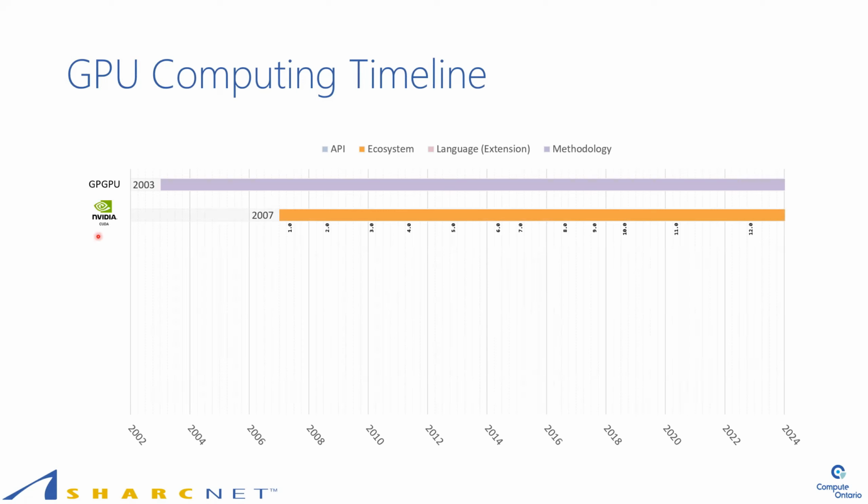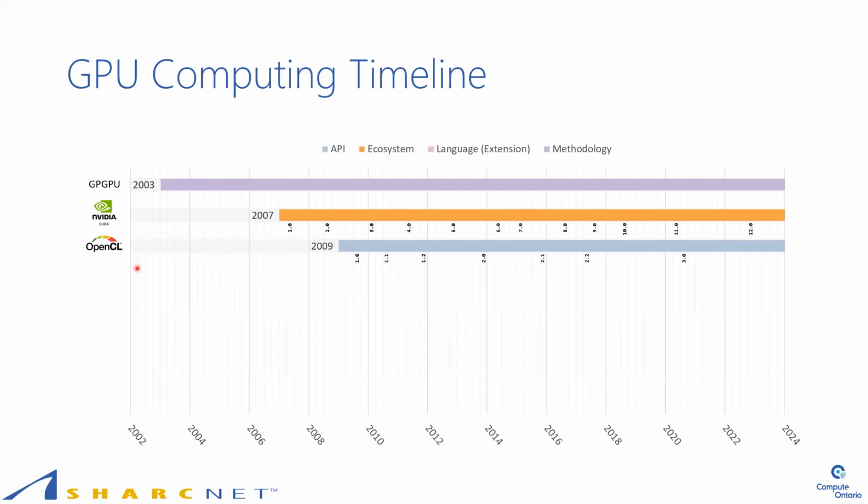NVIDIA was the first company who realized the GPGPU potentials and introduced CUDA as a parallel computing platform and API that gave direct access to the GPU for the execution of compute kernels. The first version was released in June 2007 and followed by new major releases almost every year. For about 2 years, CUDA was the only player in the world of GPGPU.